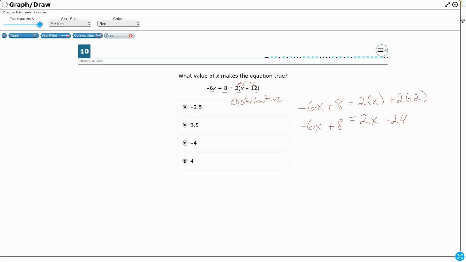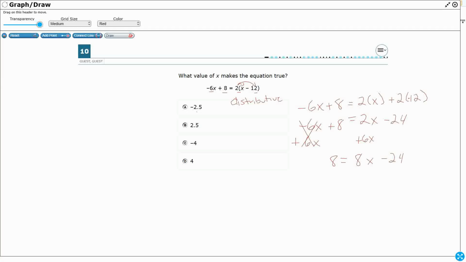All right, so we're going to use the addition property of equality. We're going to add 6x to both sides of the equation. What that does is that gets us a negative 6x plus 6x. That gets rid of that. I've got an 8. 6x and 2x gets me 8x's. And I still have this negative 24.